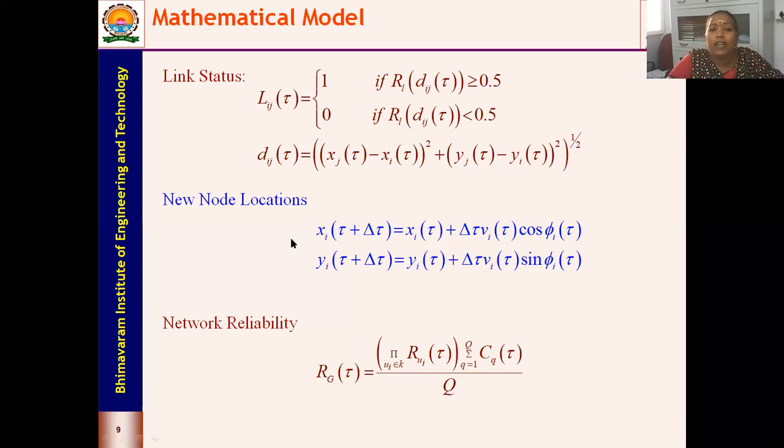Okay, and next we have the generation of the new node locations, similar to as shown. So this is a random waypoint mobility model. And finally, as I said, at each topology you have a reliability. You see how many topologies are connected, then take an average of all the reliabilities of the connected topologies.